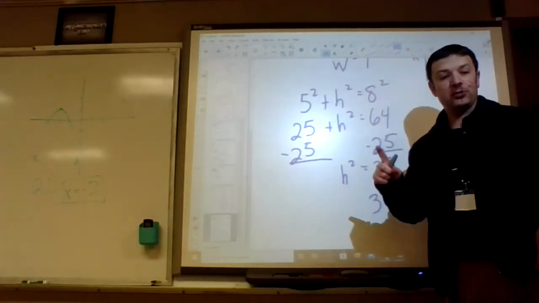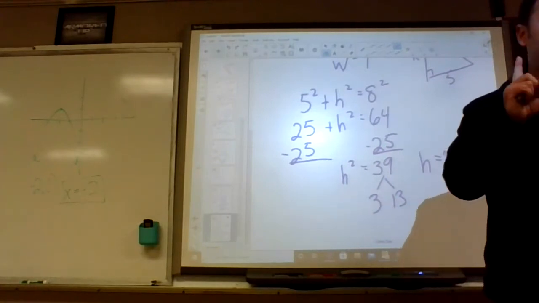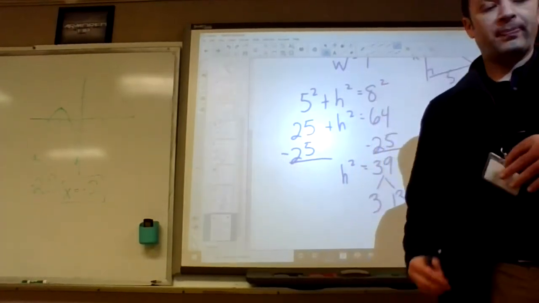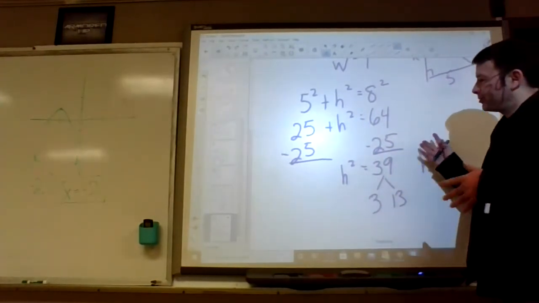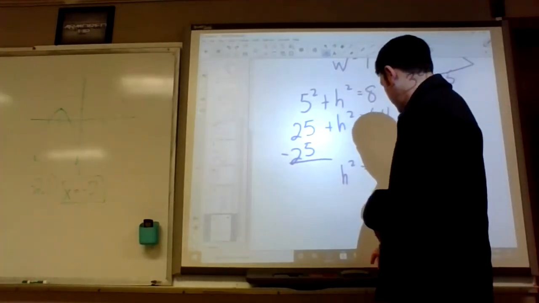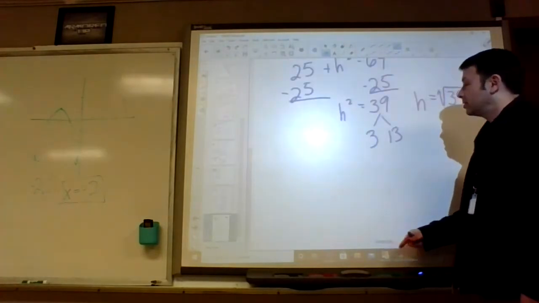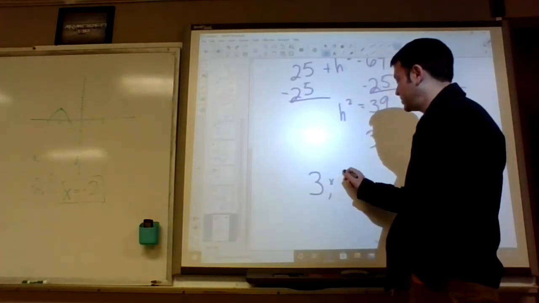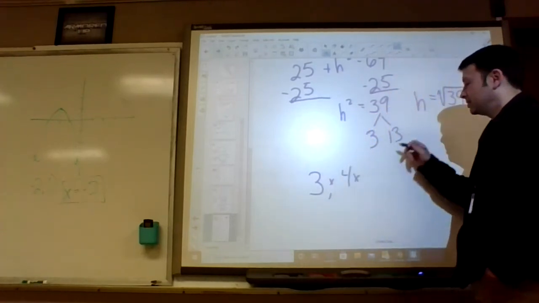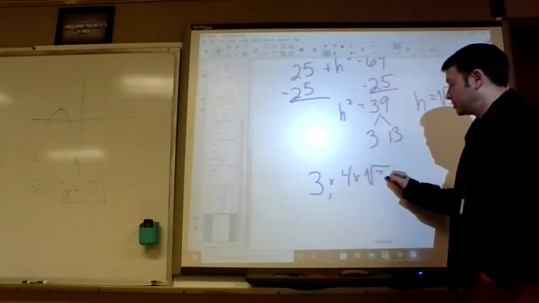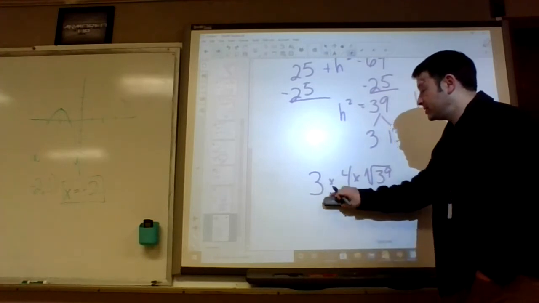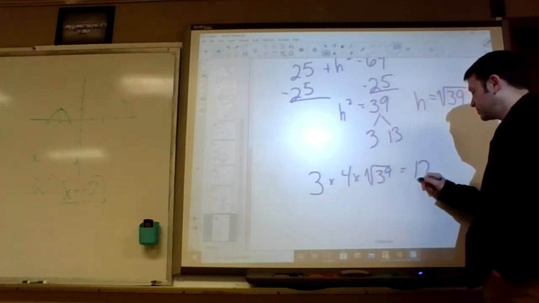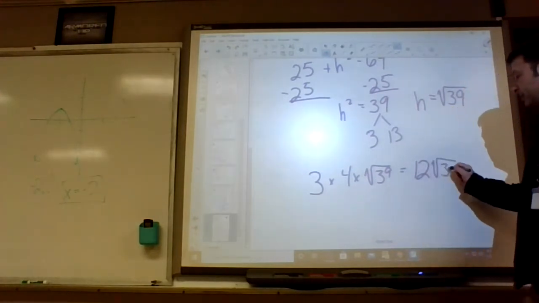Alright, so we need length times width times height. What's the length of the base on number 11? 4. Well, 3 or 4, depending on which direction you want to go with it. One of them's 3 and the other one's 4. The height was square root of 39. So 3 times 4 is 12, times square root of 39 is 12 square root of 39.